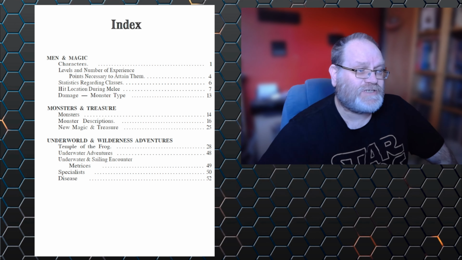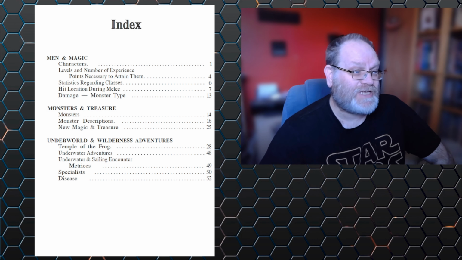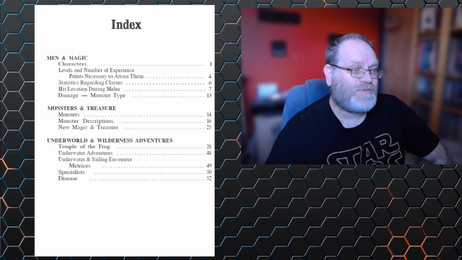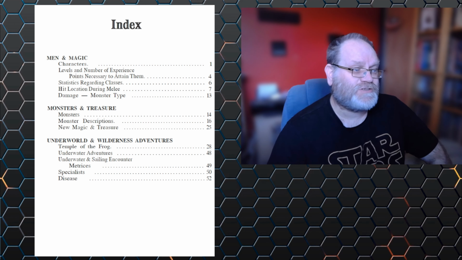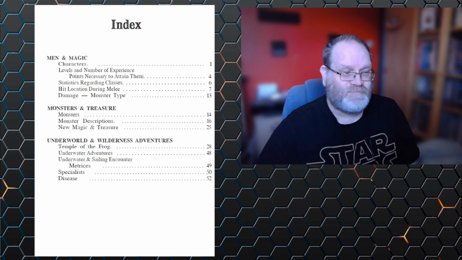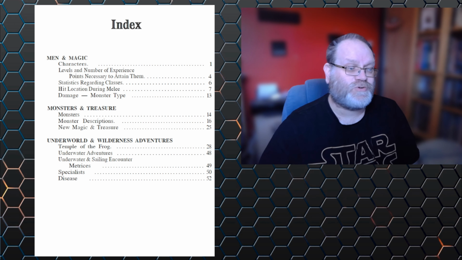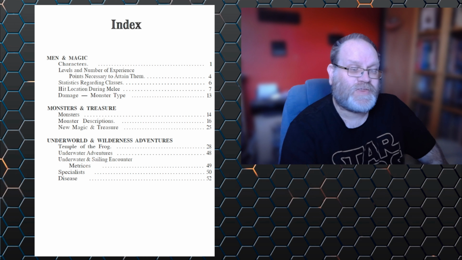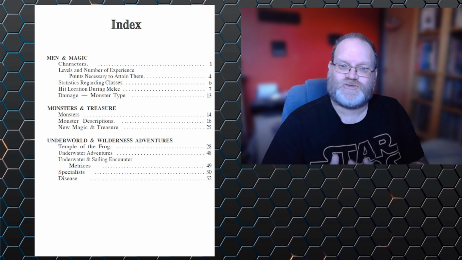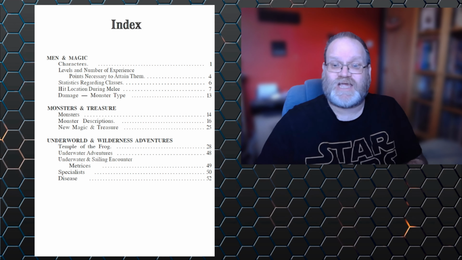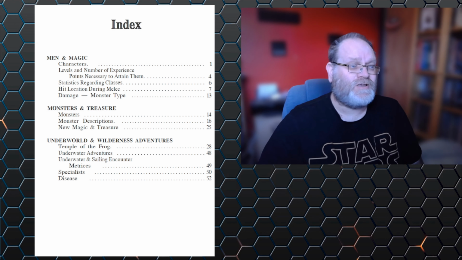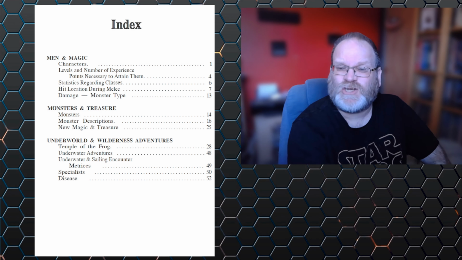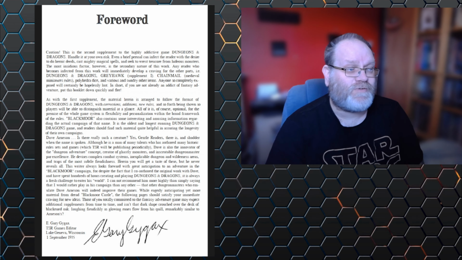Then we've got levels and number of experience points necessary to attain them. Statistics regarding classes, hit location during melee, damage for monster type, then we've got monsters, monster descriptions, new magic and treasure, Temple of the Frog, underwater adventures, underwater and sailing encounter matrices, specialists and disease. So we've got lots of additional rules throughout this. Now some of these look very familiar, but others like hit locations, I can't think of really popping up in any major core books. So continuing through, we've got Foreword.